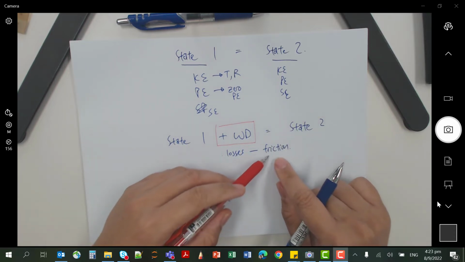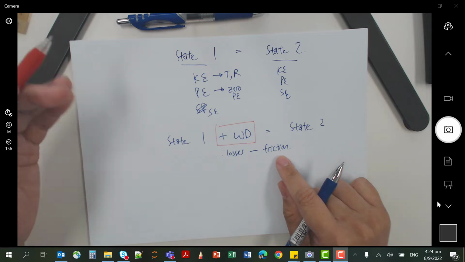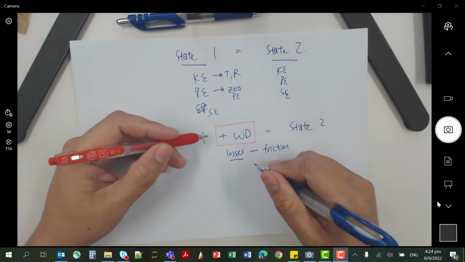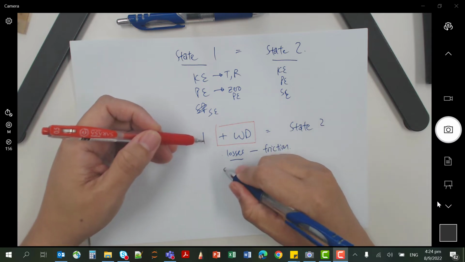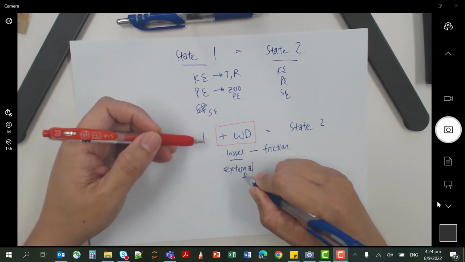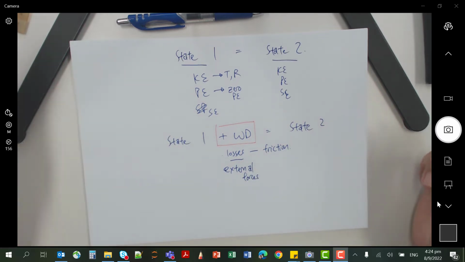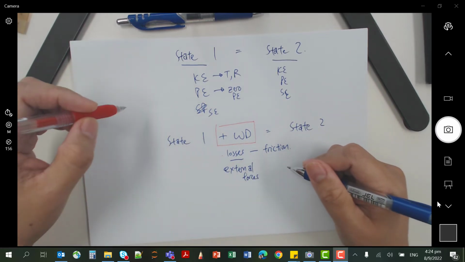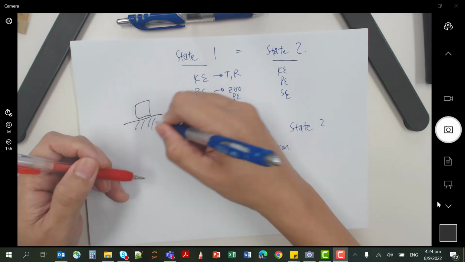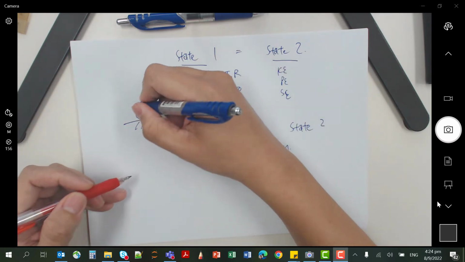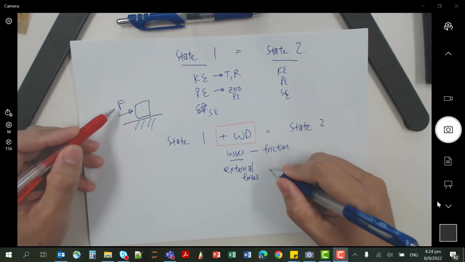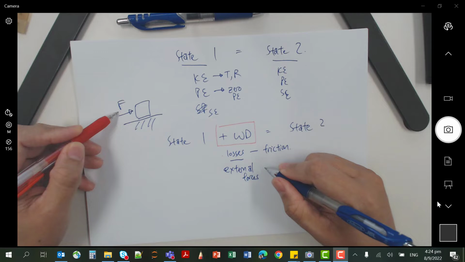You get heat dissipated. Friction, this is your loss. Where else do you have work done? External forces. For example, in order for a wooden block to move along the surface, you need to apply external force, right? So this is your external forces.